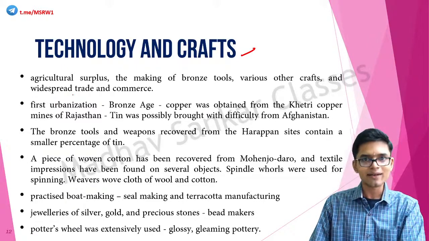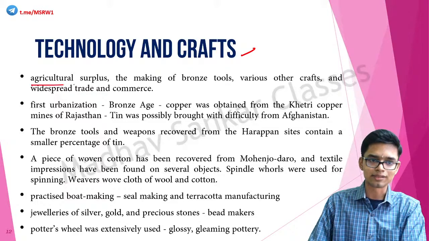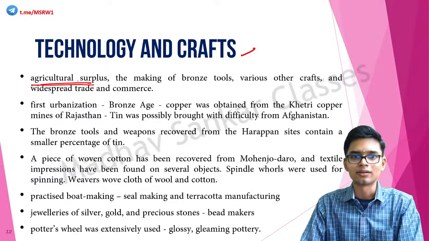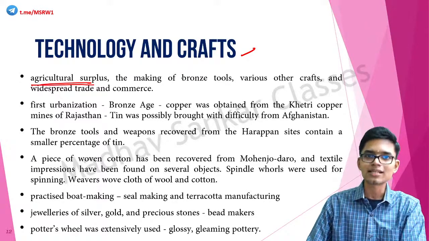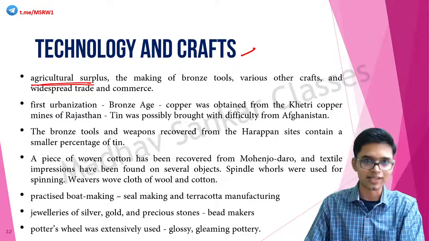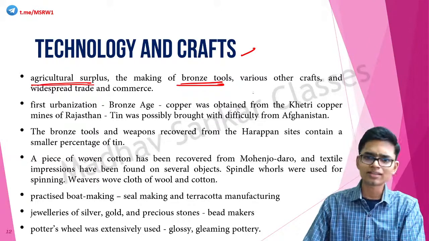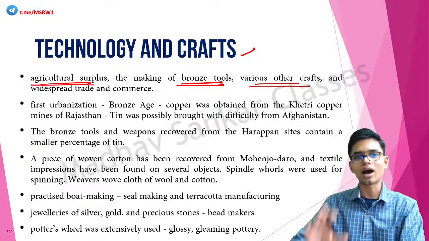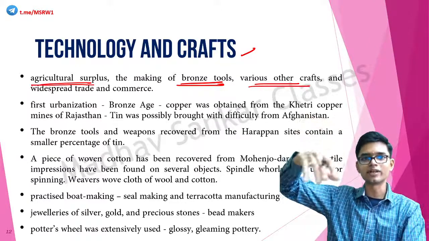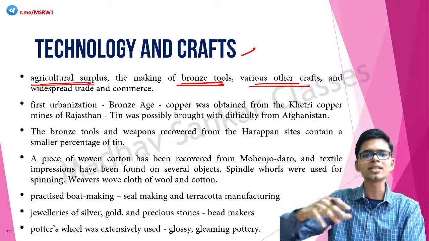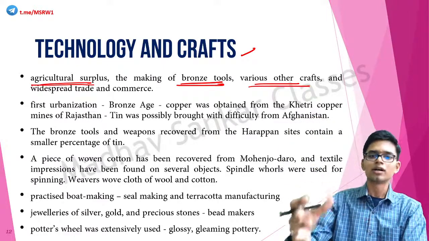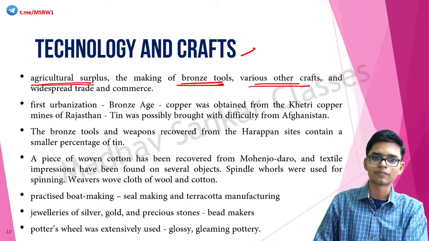So we have already established that there is agricultural surplus. Then we have already seen that Harappa is a Bronze Age civilization, which means bronze tools were made. Various other crafts were also practiced. I already told you artisans and craft people lived in the lower part of the city along with the agriculture. So other crafts were also very much prevalent.